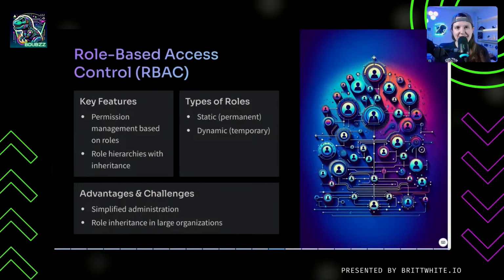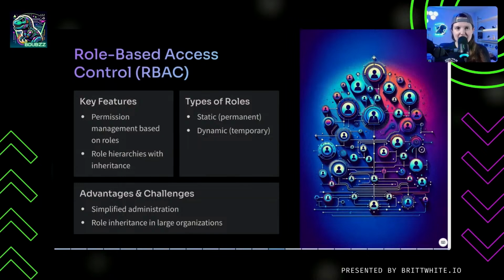Now, there's two main types of roles in RBAC systems. Static roles are like permanent job titles. They have a fixed set of permissions that stay consistent. Think of a standard HR staff role that always needs access to employee records and benefit systems. Dynamic roles, however, can change based on conditions or time periods. For example, a temporary project lead might get extra permissions while managing a specific project, and then return to their normal access level when the project ends.